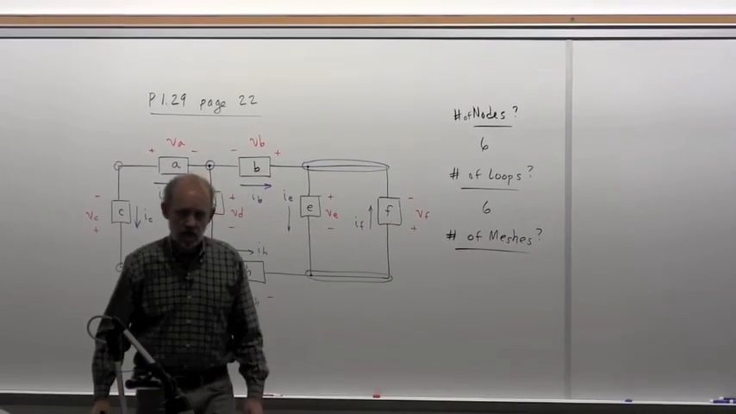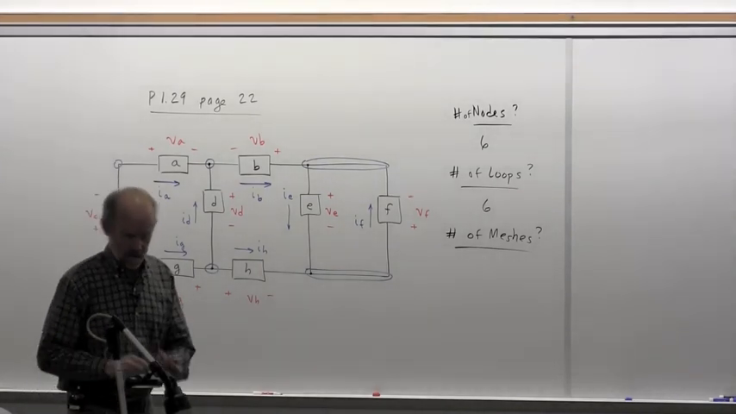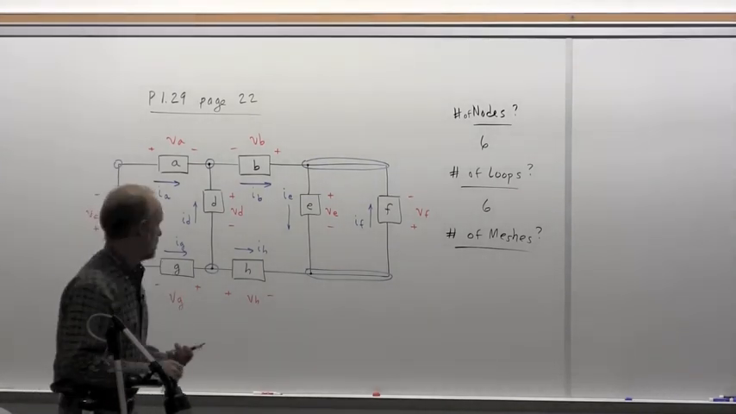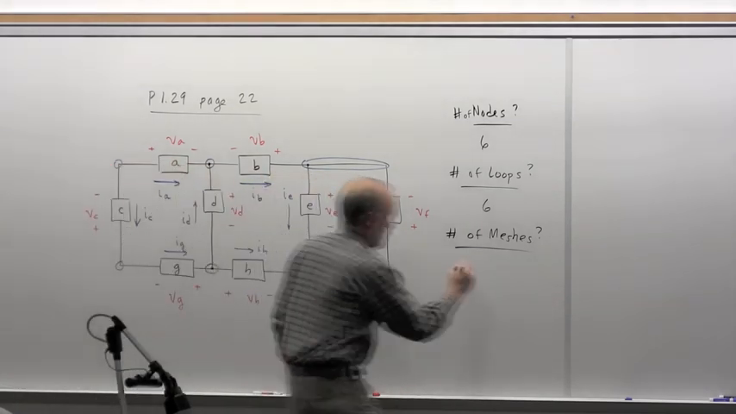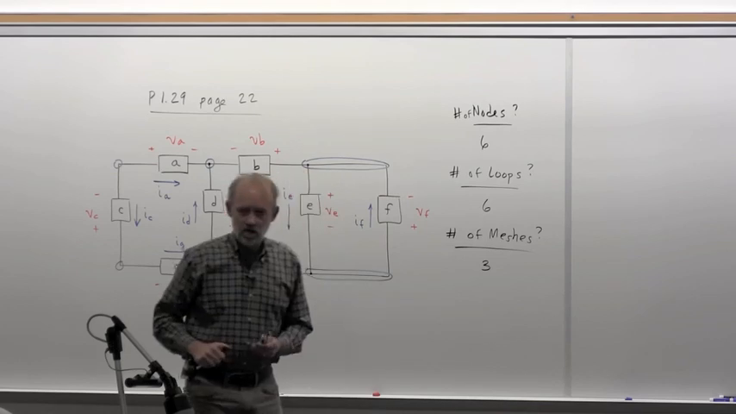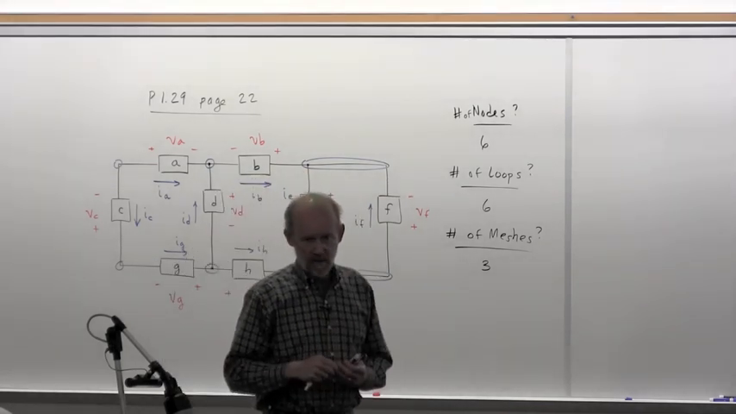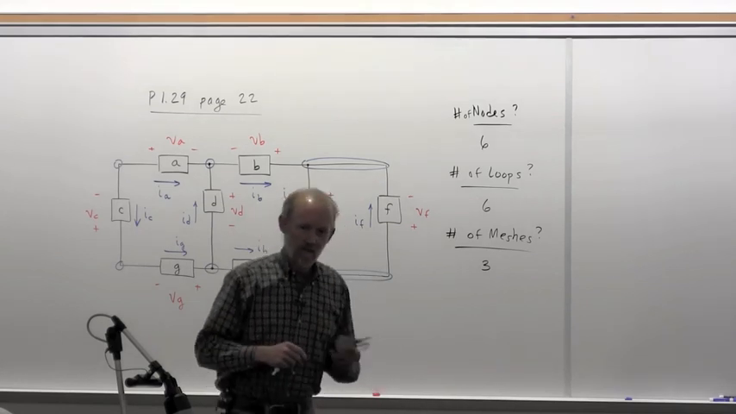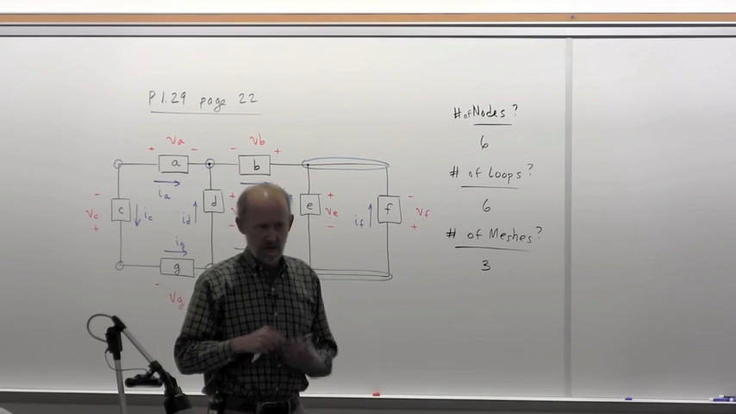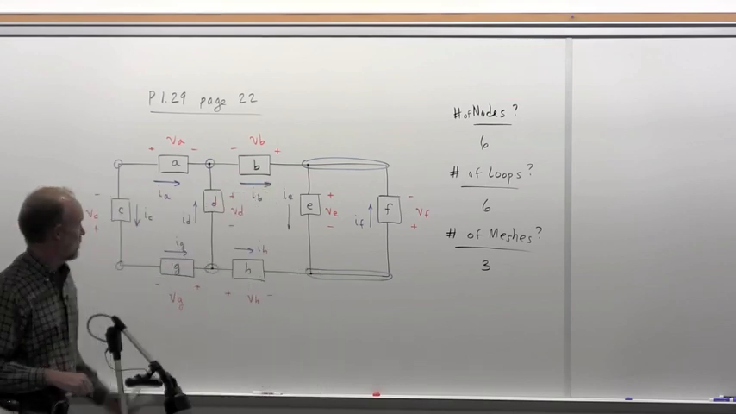And then finally, how many meshes? So a mesh, we said, is a loop not containing other loops, so the meshes in this case, 1, 2, 3. And I just always encourage you, take opportunities to get comfortable identifying meshes and nodes in particular, because we are going to deal with methods that require that you're real comfortable with that concept.